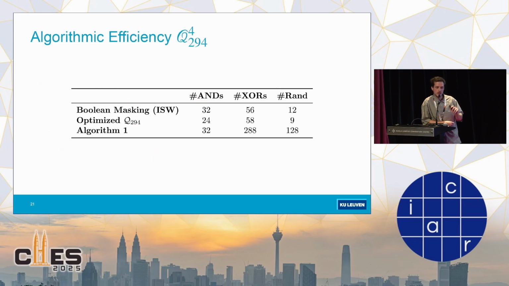Looking at the algorithm efficiency with our optimized Q294 quadratic class, we compared that with Boolean masking using ISW for the multiplication. So you're doing 2 times this multiplication, so it's 2 times 6 randomness, so 12 random bits required. You have the 32 AND gates, 56 XOR, and basically with our optimization, you save this 8 AND computation, so you have 24 in our case, and then we managed to squeeze a bit the number of randomness up to 9 bits. Now, if you would use the general algorithm that I presented before, then that will blow up, especially in the number of randomness and XOR.